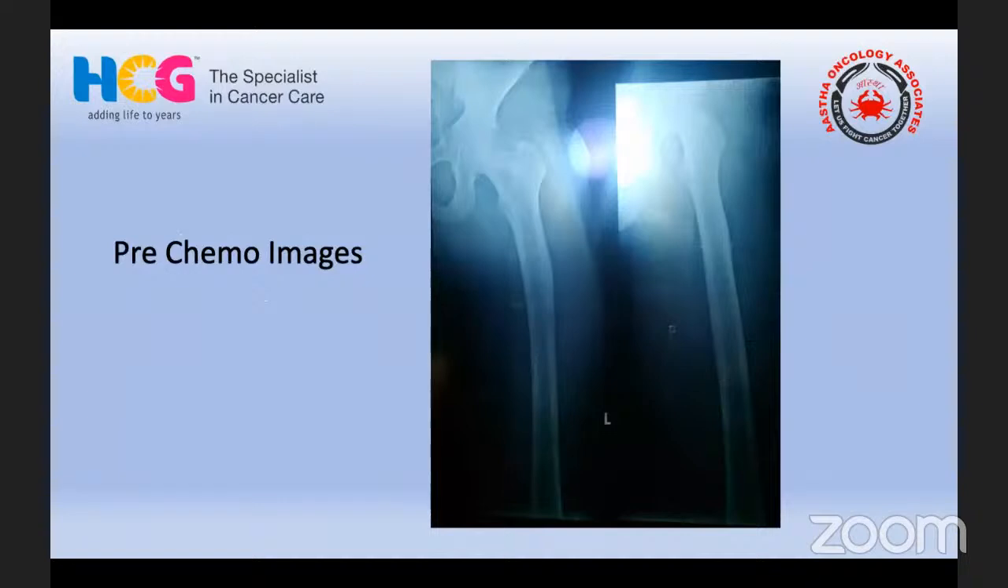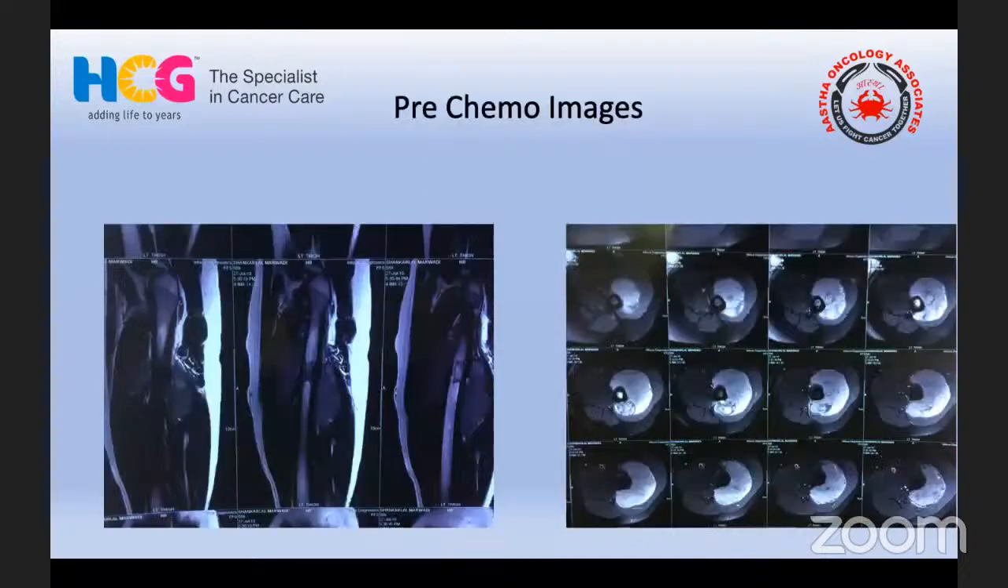This is X-ray and this is MRI showing soft tissue extension with bony involvement. So we can't see the MRI. Standard chemotherapy was given, and this is the post-chemotherapy images. Okay. So these are other images.